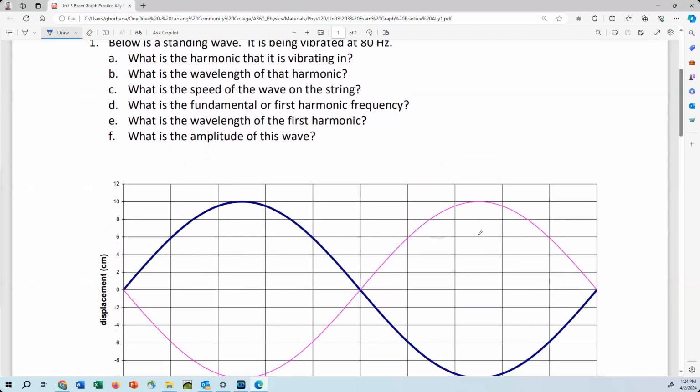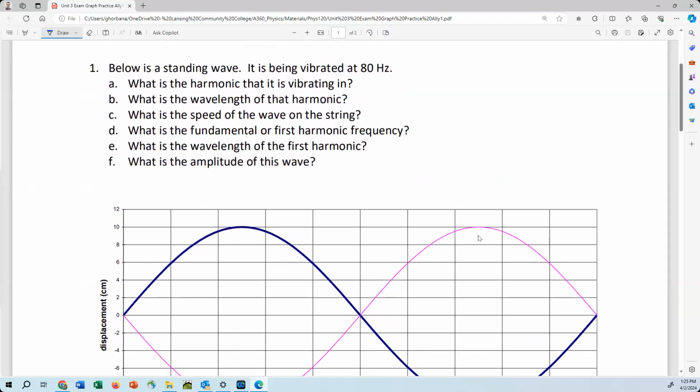When there are three loops, it is the third harmonic. When it's one loop, it's the first harmonic, or we call it the fundamental harmonic. So the number of loops gives the harmonic. So this frequency is the frequency of the second harmonic.